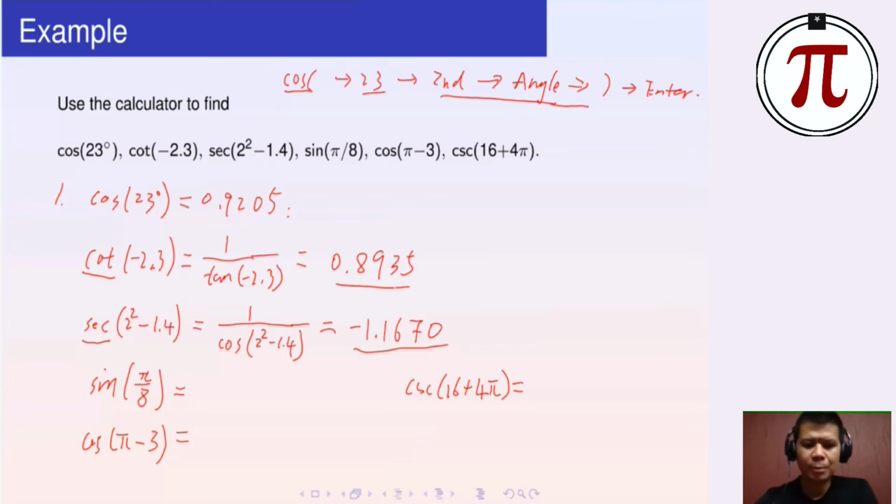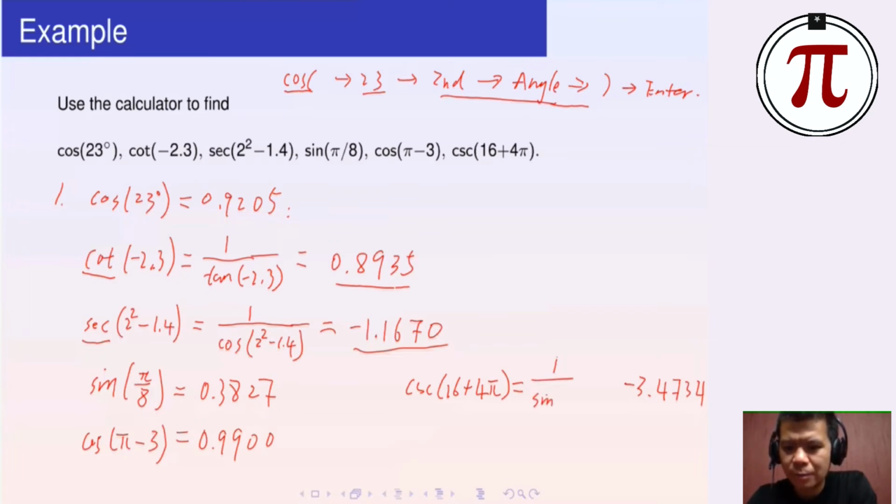Anybody guess on the others? For sine, I got 0.3827, and cosine here is 0.9900. And the last one is negative 3.4734. So this one is 1 over sine, right? Very good. So you can use the calculator to find all of these.